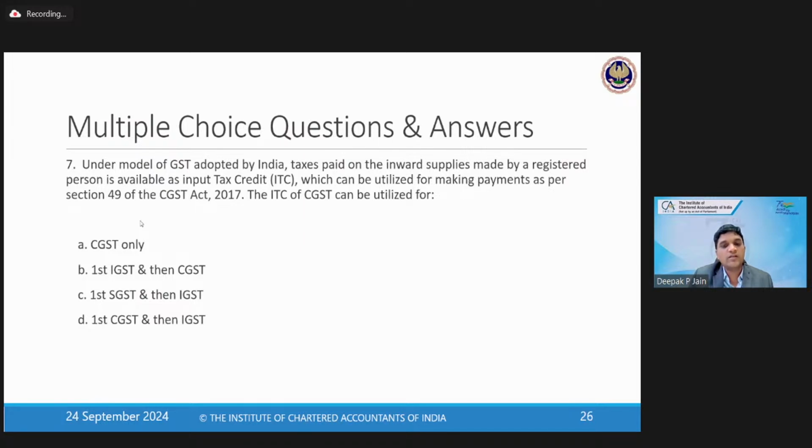Yeah, mostly D, Divyanshi, you're right. Everybody is giving the right answer. CGST can be utilized for payment of CGST first and then IGST. Not GST alone, not possible. IGST and then CGST, no. CGST shall be utilized first with CGST, then with IGST. CGST definitely cannot be utilized with SGST. So CGST can be utilized with CGST first and then with IGST.